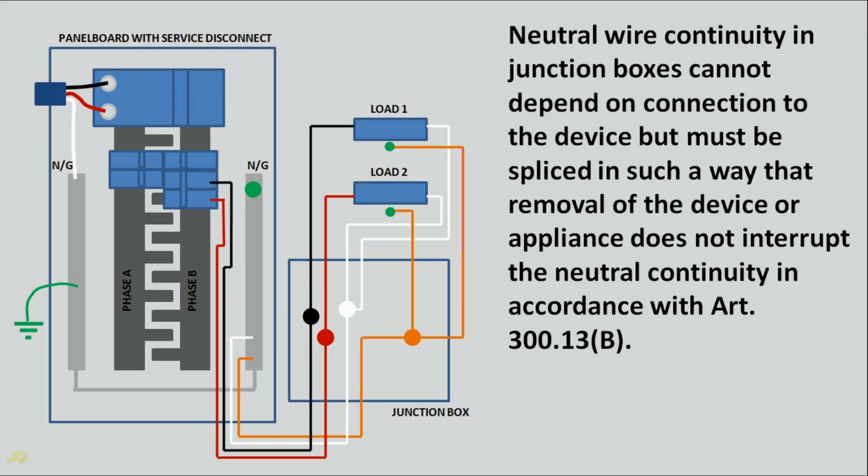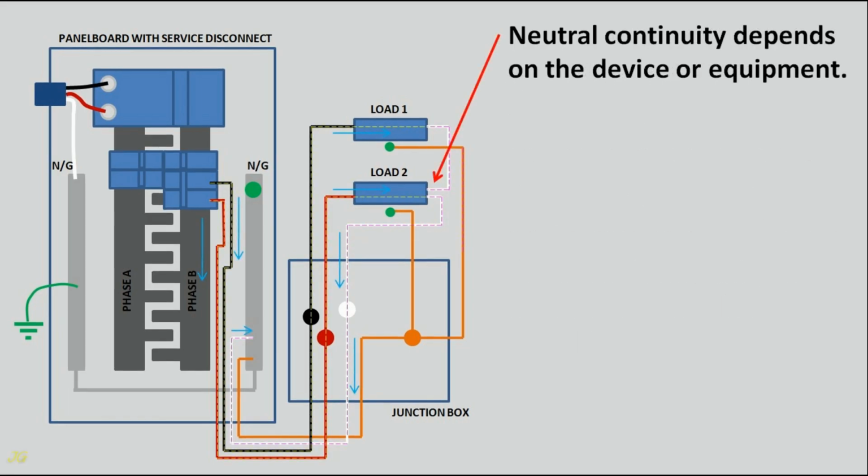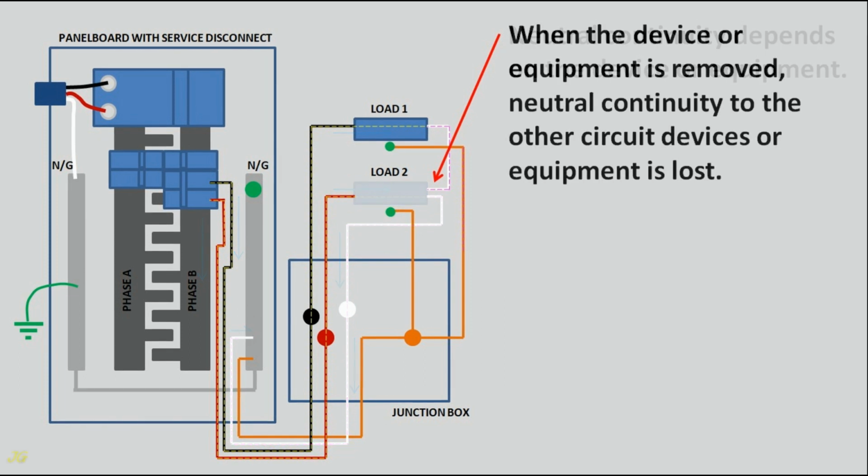In accordance with Article 300.13(B), neutral continuity depends on the device or equipment. When the device or equipment is removed, neutral continuity to the other circuit devices or equipment is lost.